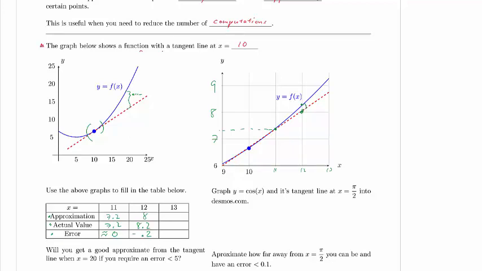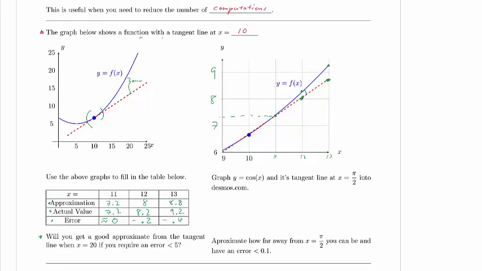And then let's look at 13. The approximated value is here. Call that 8.8. And then the actual value appears to be up here, and I just put that at 9.2. Leaving us with an error of 0.4. And note that it's underneath, so the error is negative since it's less than the actual value.